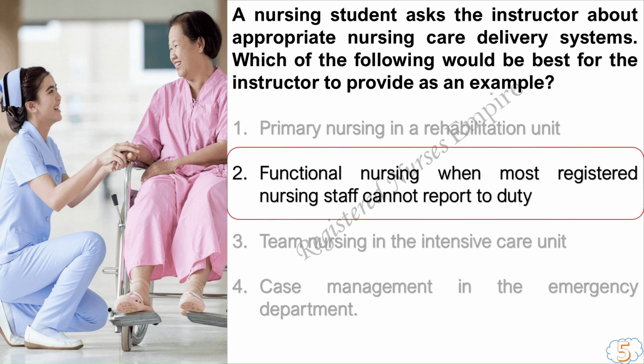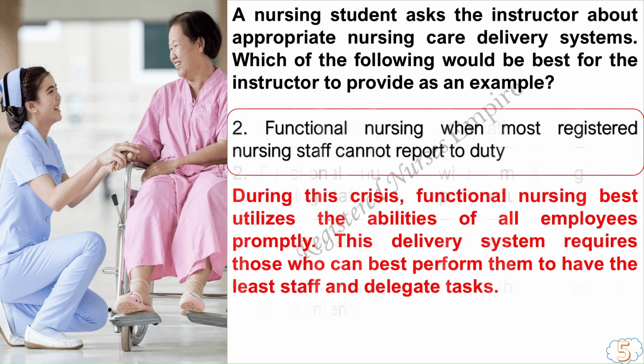The answer is 2. Functional nursing, when most registered nursing staff cannot report to duty. Remember that, during this crisis, functional nursing best utilizes the abilities of all employees promptly. This delivery system requires those who can best perform tasks to have the least staff and delegate tasks.